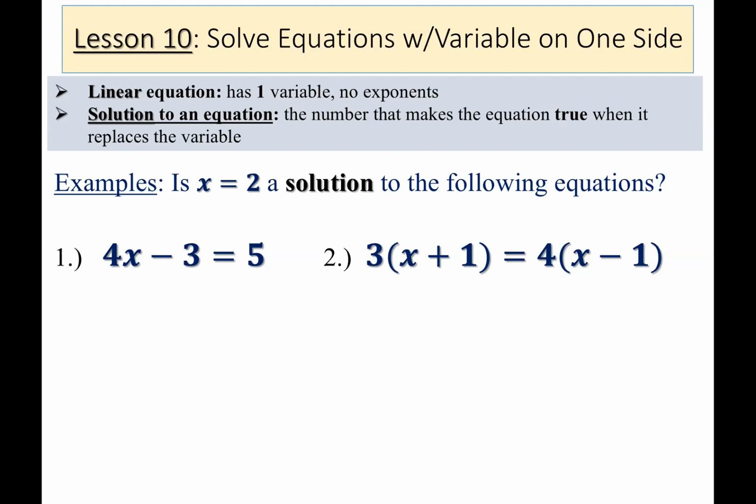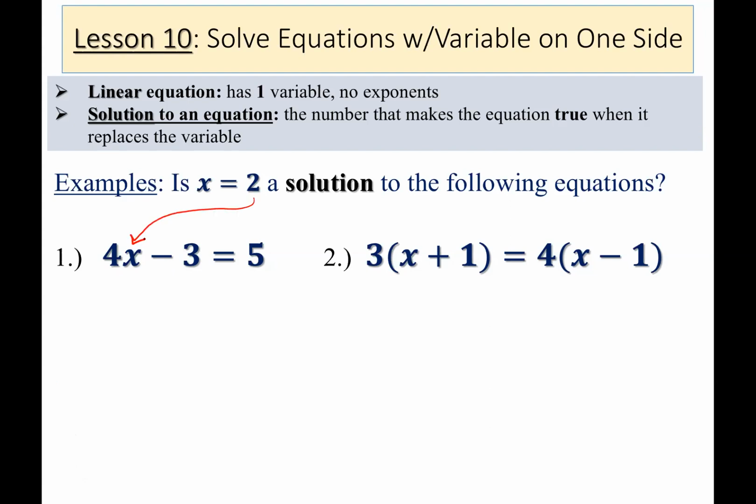The question is, is x equals 2 a solution to the following equations? Equation number 1 is 4x minus 3 equals 5. Now, I'm sure many of you recognize this kind of equation and maybe you're ready to just solve it. That's fine, but I would like to let you know that's not exactly the goal here. What we are doing is actually checking a specific value of x to see if it works. And the way that we'll know if it works is if we get the same number, the same answer on both sides of the equal sign when we're done plugging in.